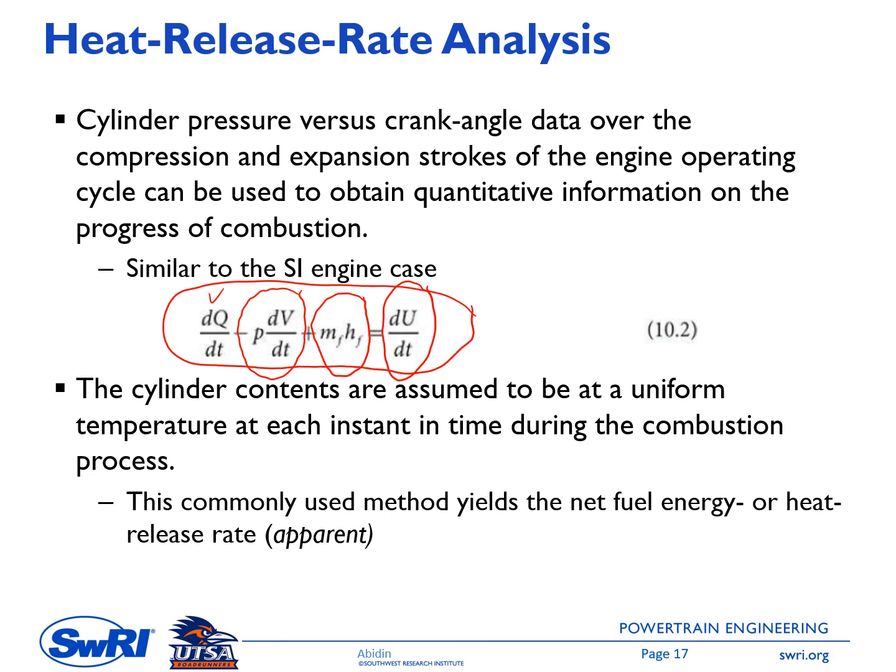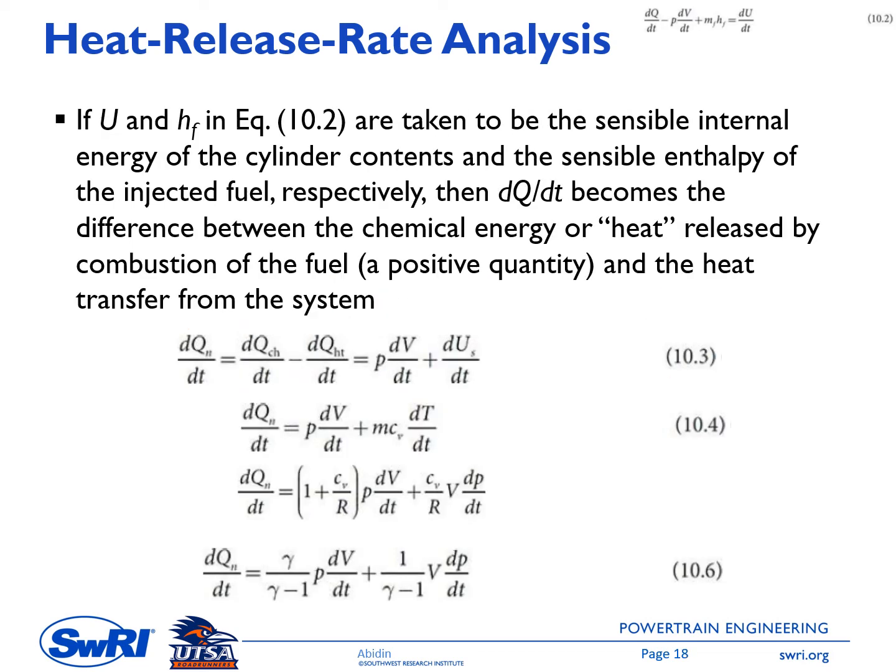When applying equation 10.2, we can assume that the temperature is uniform at each instant during the combustion process. This process will result in a net heat release rate, or sometimes it's also called apparent heat release rate, because in this case the heat release rate is lumped together with the wall heat transfer.